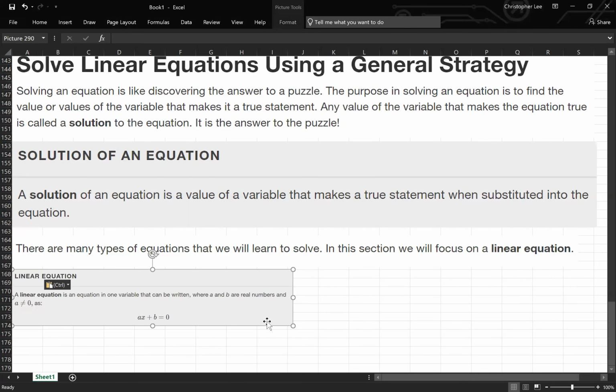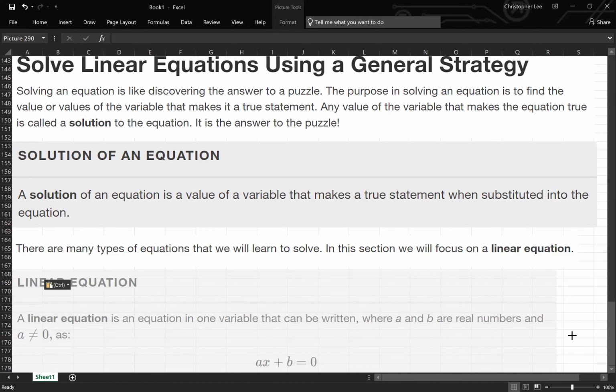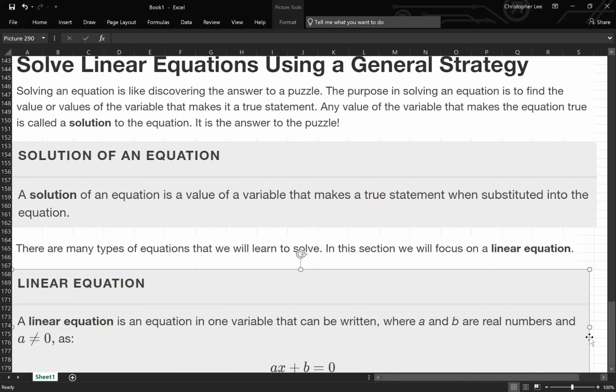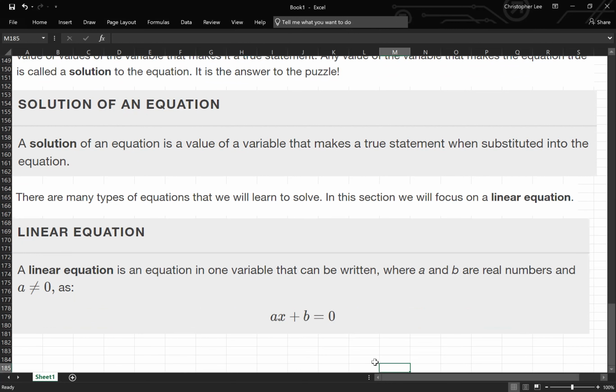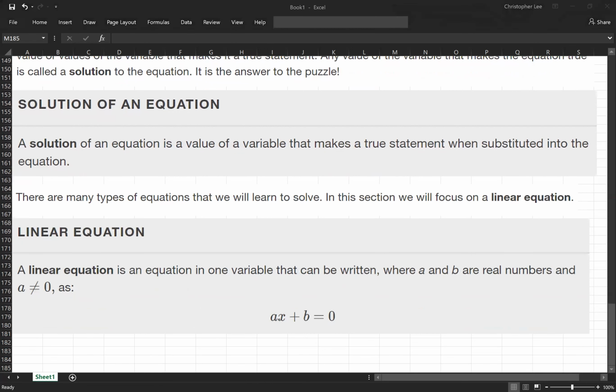A linear equation is an equation in one variable that can be written where a and b are real numbers and a does not equal 0, right? So it looks like ax plus b equals 0. That's a linear equation. Another observation we could make is that the power on top of the x is 1. It's not a 2, it's not a 3. That's a clear giveaway that this is going to be a linear equation.